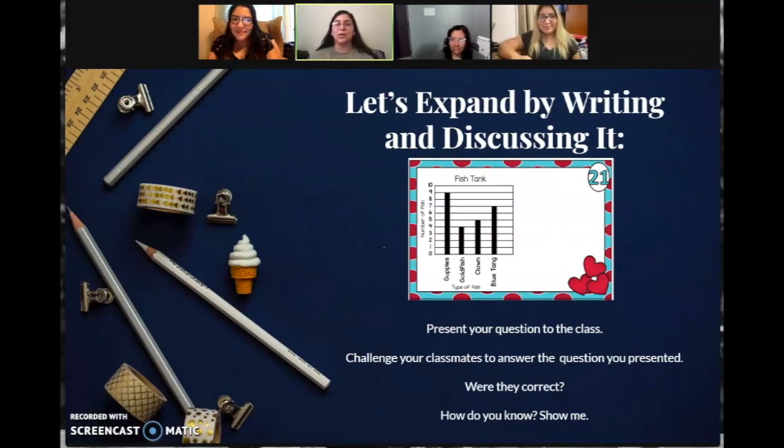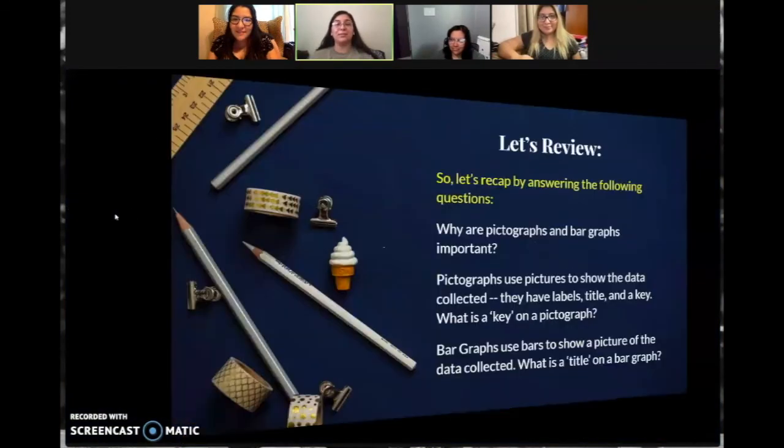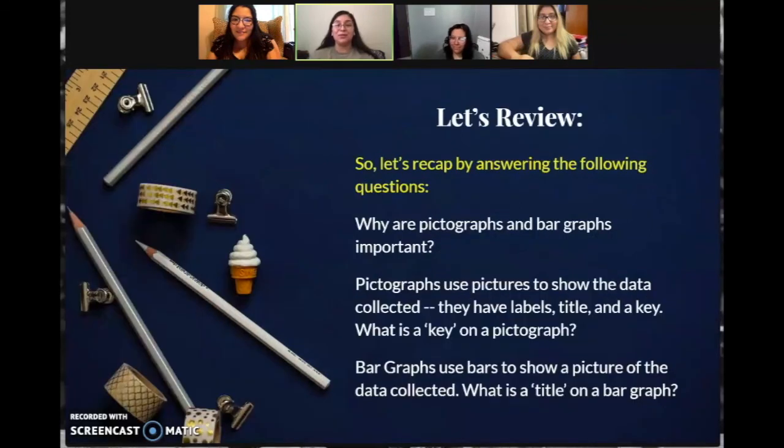So now we're just going to do a quick review over our entire day and everything that we learned today. So first we learned about pictographs and bar graphs and how important they are to know and everything about them. And then we went on to learn about how pictographs use pictures to show the data they collected, and bar graphs how they show the data they collected. Now, who can tell me what is a key on a pictograph? Go ahead, Monica. It tells you what the pictures stand for.